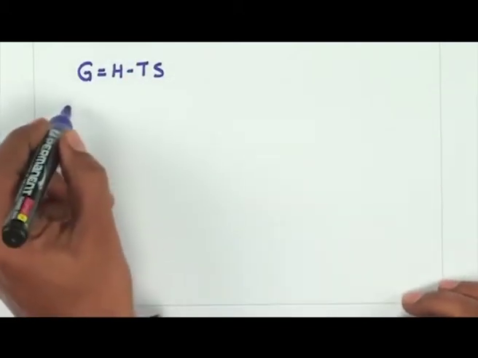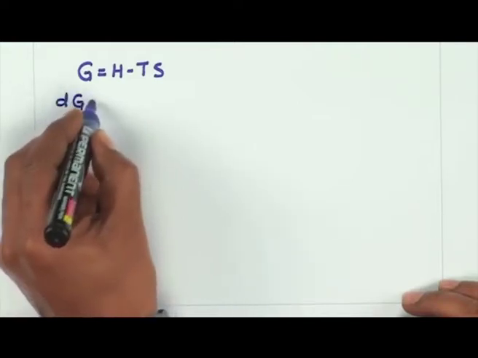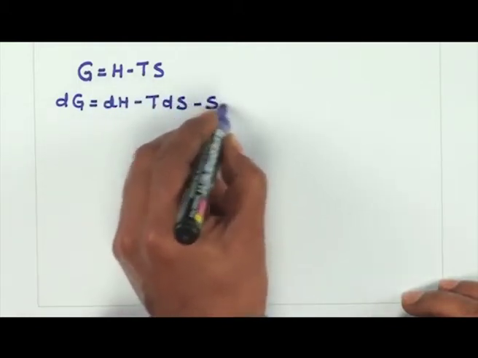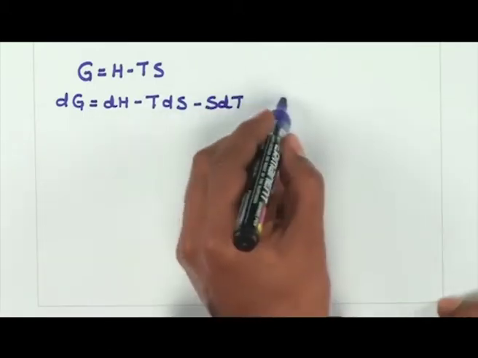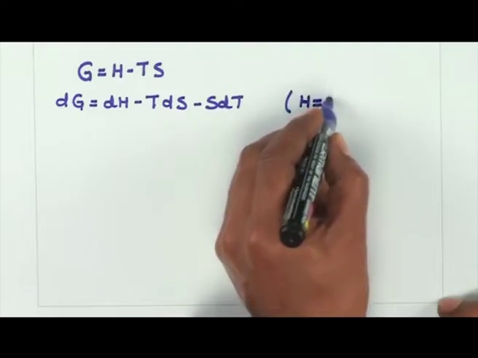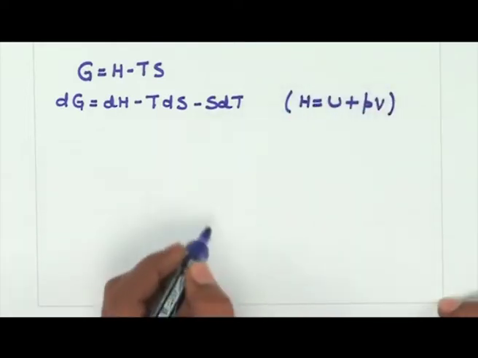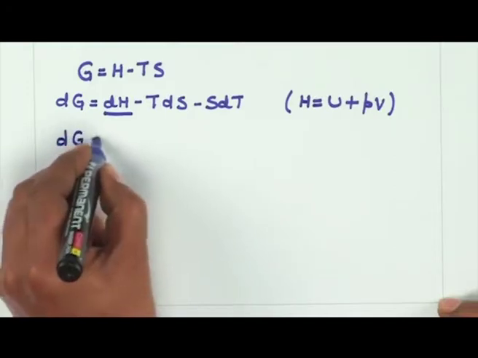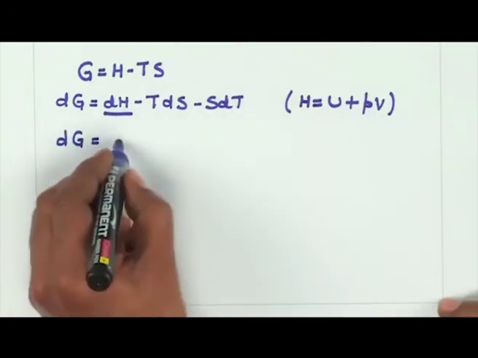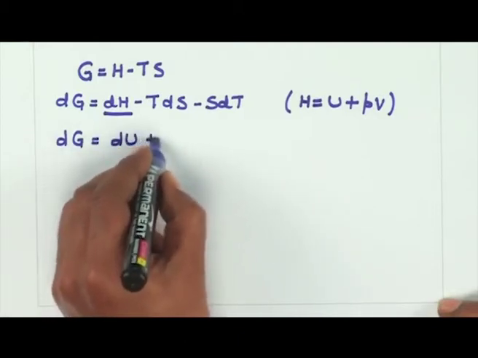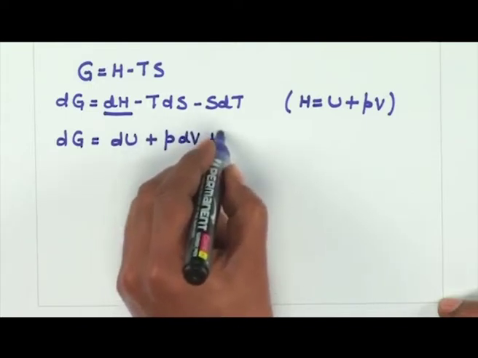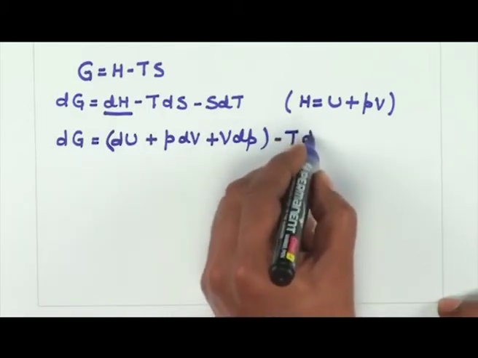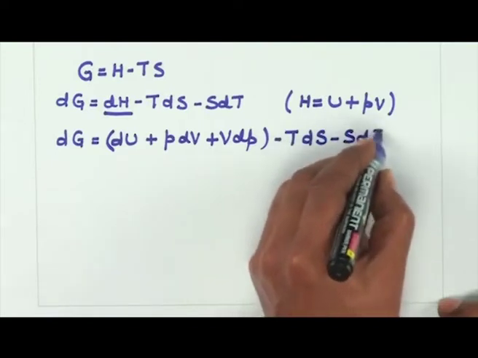Now, let there be some advancement in the reaction or the process. So, dG is equal to dH minus TdS minus SdT. Now, I will use H is equal to U plus PV and I will substitute for dH. So, dG is equal to dH, I will take the derivative of this: dU plus PdV plus VdP. This is for dH and the remaining I will write as minus TdS minus SdT.